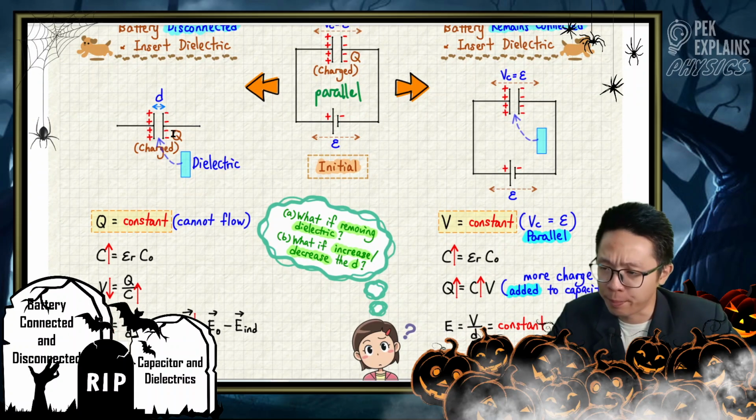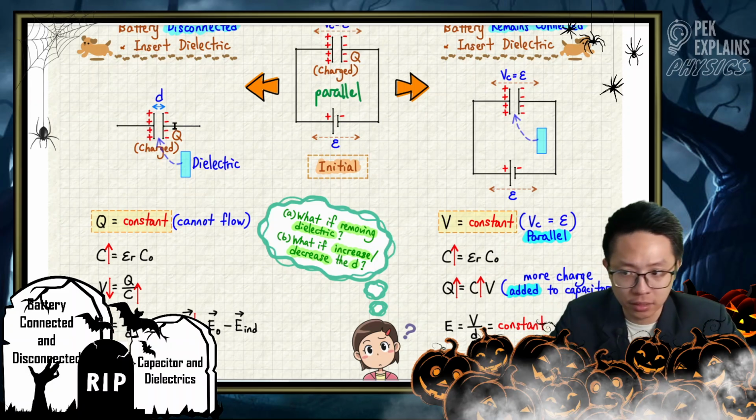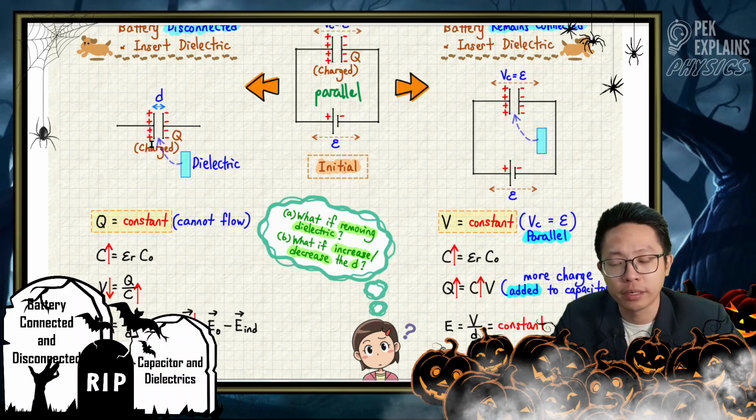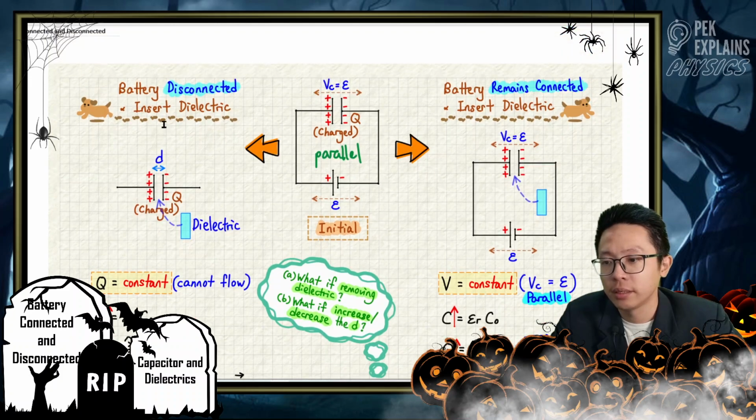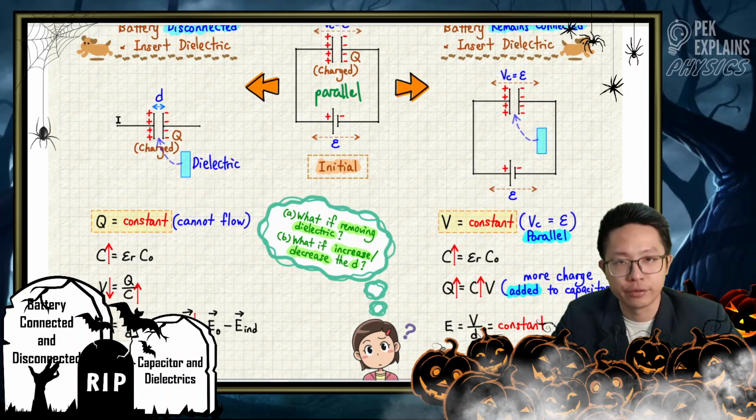So it's only the capacitor alone, without the dielectric, battery disconnected, and you insert a dielectric. First of all, for this condition, the charge in the capacitor is constant. And why? Because the charge cannot flow anymore. The circuit is incomplete.